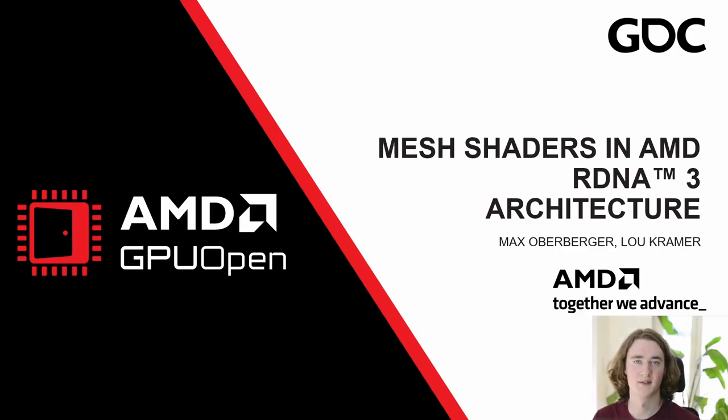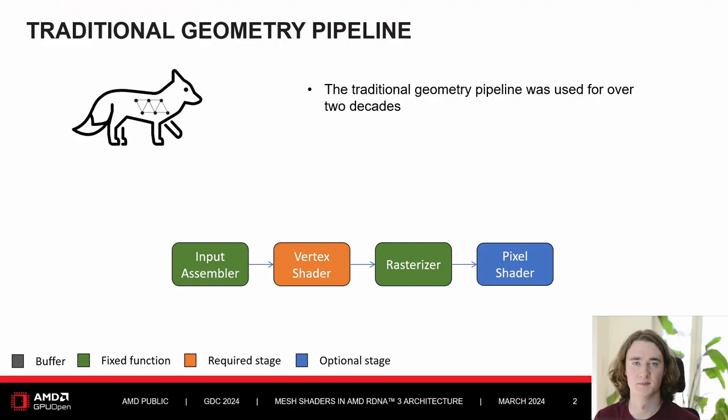Hi, I'm Max, and together with Lou, we're going to take you on a tour of mesh shaders in the AMD RDNA 3 architecture. We're first going to take a look at some example uses of mesh shaders. Then we're going to explore how you can optimize your mesh shaders, and at the very end, we're going to take a sneak peek into the future of mesh shading. But before that, let's quickly recap how we got here.